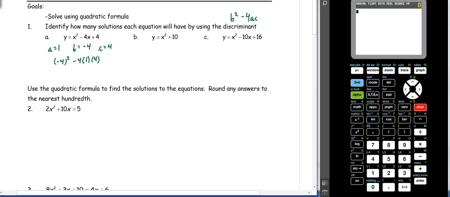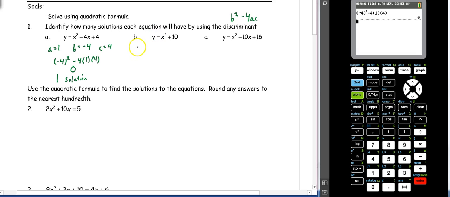I can do this by hand, or I can just plug it into my calculator. So parentheses -4 squared minus 4 times 1 times 4. In that case, we get 0. When there's a 0 under the square root, remember that the square root of 0 is just 0. So no matter if we plus or minus it, we're only going to get one solution. Anytime the discriminant is 0, that's always going to be one solution.